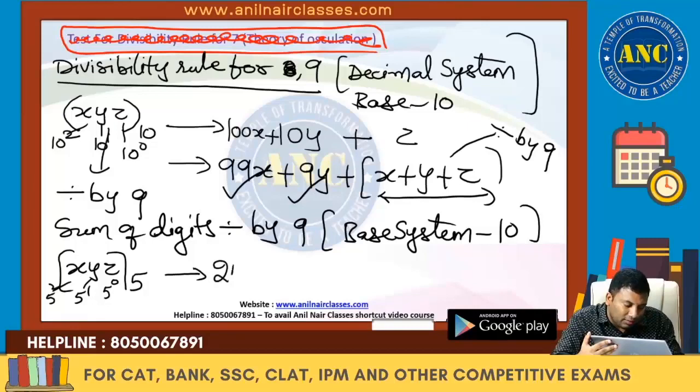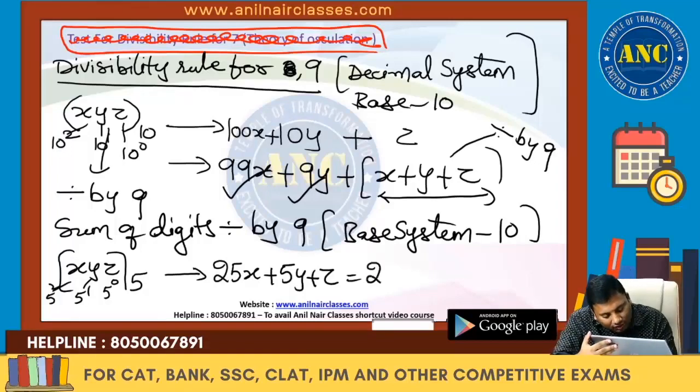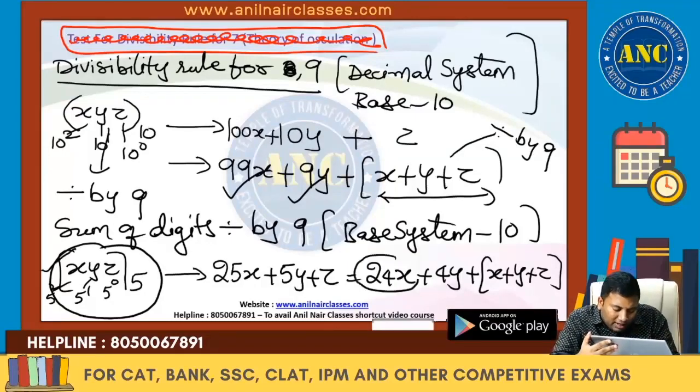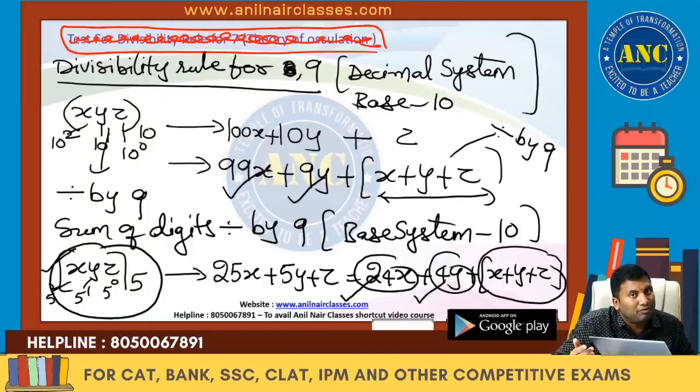So it is nothing but 25x plus 5y plus z. This can be written as 24x plus 4y plus x plus y plus z. Are you all with me? If this number is divisible by 4, 24x is divisible by 4, 4y is divisible by 4, so x plus y plus z should be divisible by 4.